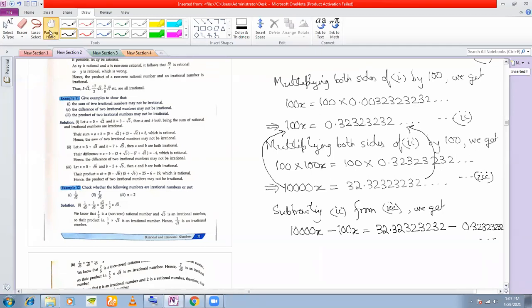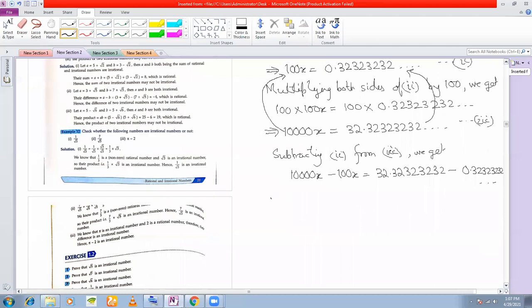Right. So now when you actually subtract on the left hand side, what happens? 10,000 minus 100 is 9,900, right? And on the right hand side, all this decimal part becomes 0 when you subtract. So you're left with only 32 minus 0, which is 32. So that means x is equal to 32 divided by 9,900. You can leave it in this way, or you can cancel with 2 if you want.